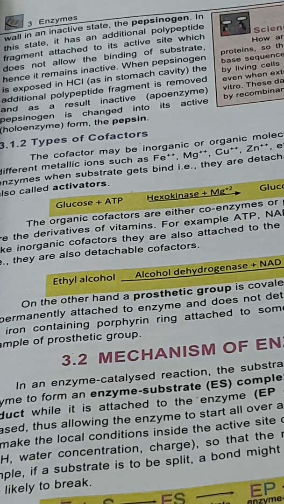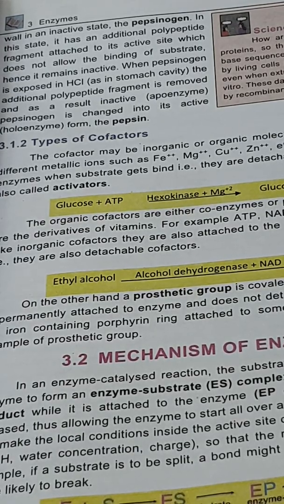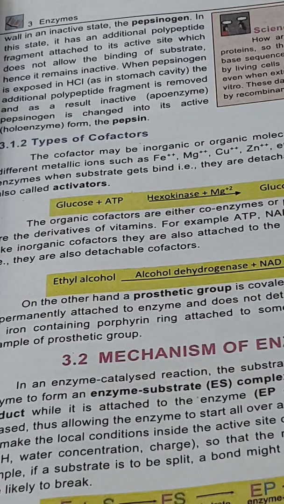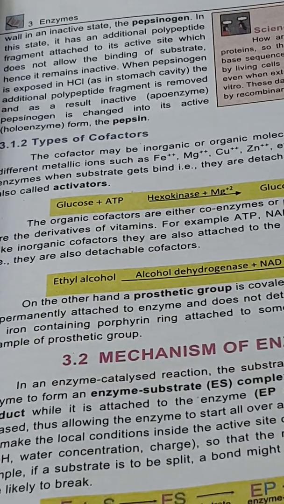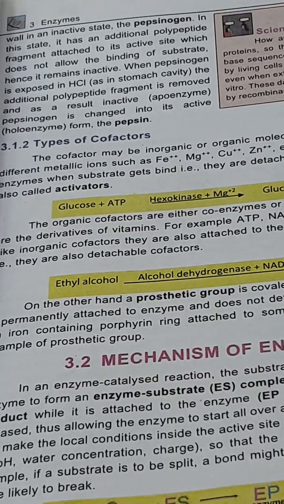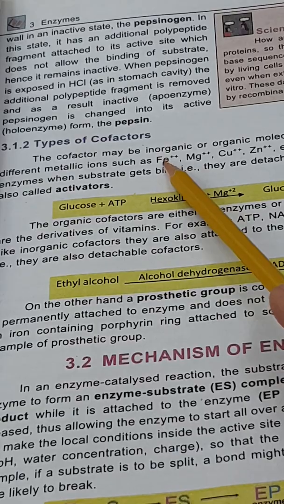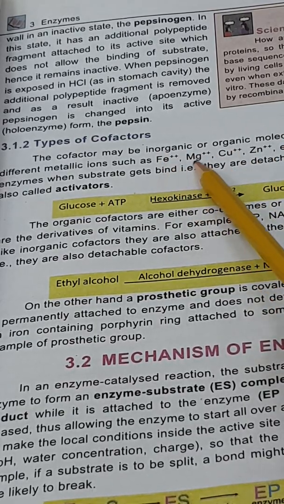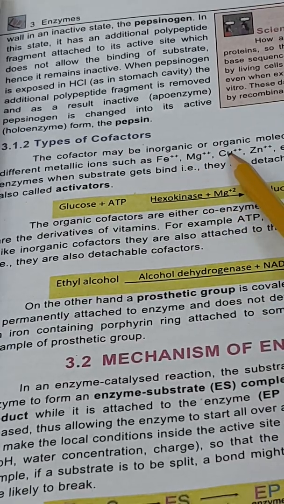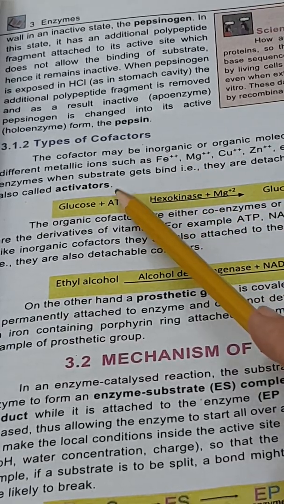Cofactors have different types. There are three types of cofactors that are responsible for the activity of the enzymes. Number one is the activators. Activators are inorganic molecules that attach for the enzyme activity, like iron, magnesium, copper, zinc, etc. These are the inorganic ions or metallic ions which are responsible for the activity of the enzyme.